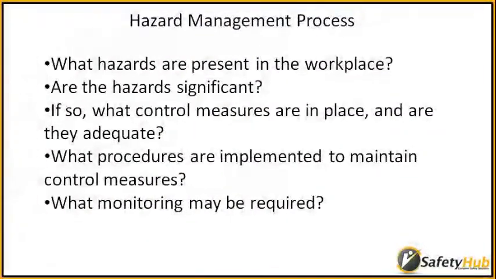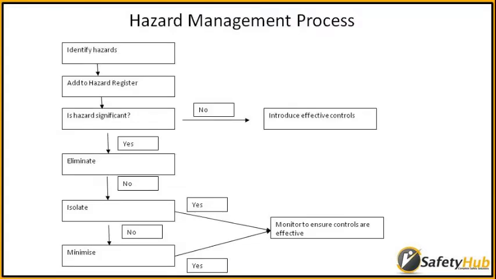By the end of the next few chapters, you'll be able to answer the following questions. What hazards are present in your workplace? Are they significant? And we'll define that later. If so, what control measures are in place and are they good enough? How are you going to maintain them and monitor them? And what monitoring may be required? The video we're going to do now, the chapter, is going to focus on the first question of how to identify a hazard.